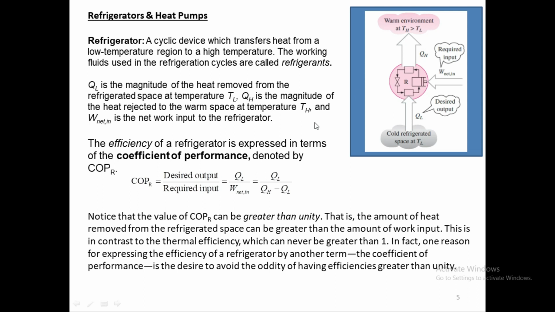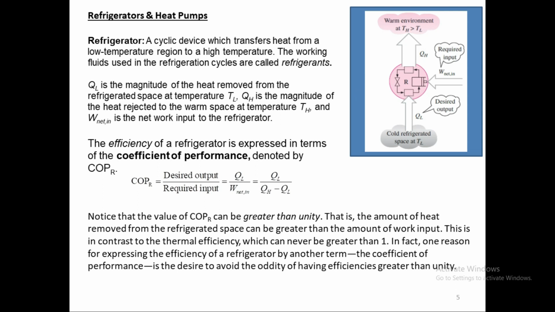So this is the input energy that we have to supply in order to move heat from a low temperature to a high temperature medium. The efficiency of a refrigerator is expressed in terms of the coefficient of performance, denoted by COPR. COPR is somewhat similar to the efficiency of a heat engine, but the difference is that the efficiency of a heat engine can never be 1 or greater than 1, but in case of a refrigerator or a heat pump, the coefficient of performance can be greater than 1.